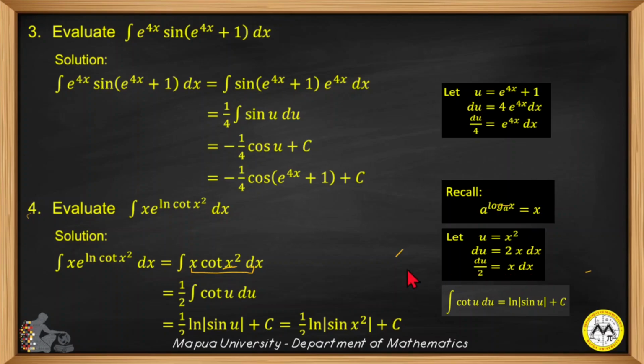So now, by substitution, we can replace x squared by u, so you have cotangent u, and x dx as du over 2. But because 1/2 is constant, we factor this out, so we have the integral of cotangent u du. But recall that the integral of cotangent u du is equal to the natural log of absolute value of sine u plus the constant c. So therefore, we have 1/2 times the natural log of the absolute value of sine u plus the constant c. But since the value of u is x squared, the final answer is 1/2 times the natural log of sine of u, where u is x squared, plus the constant c.